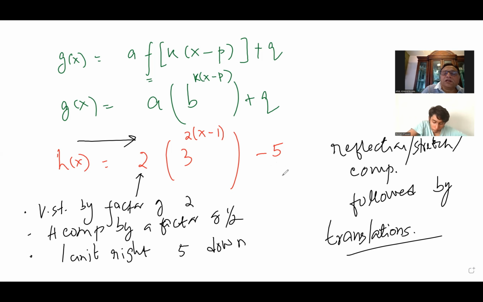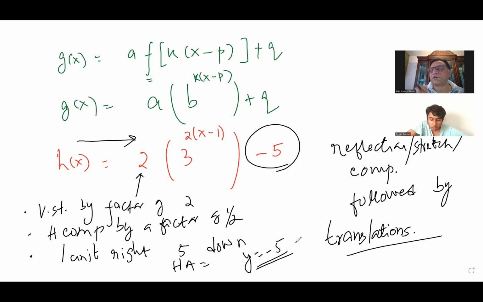Now, can you tell me what is going to be the horizontal asymptote for this particular function? Would it be 0, sir? Why? Oh, y equals negative 5, because the whole graph moves 5 units down. The horizontal asymptote, which was y equals 0, also moved 5 units down, correct? Yes, sir. So therefore, the horizontal asymptote will be y equals minus 5. Is that clear to you? Yeah. So if you sketch this function, it could look something like this.